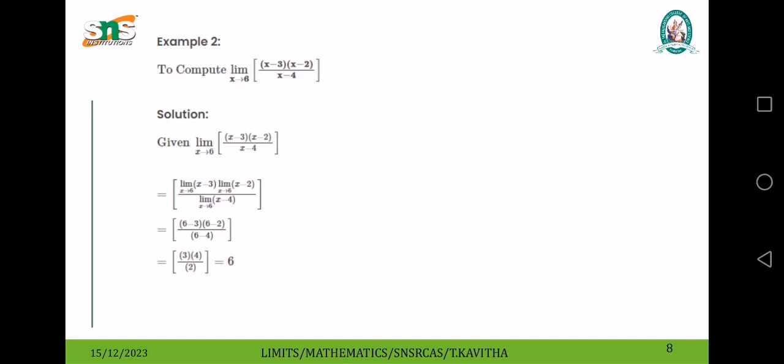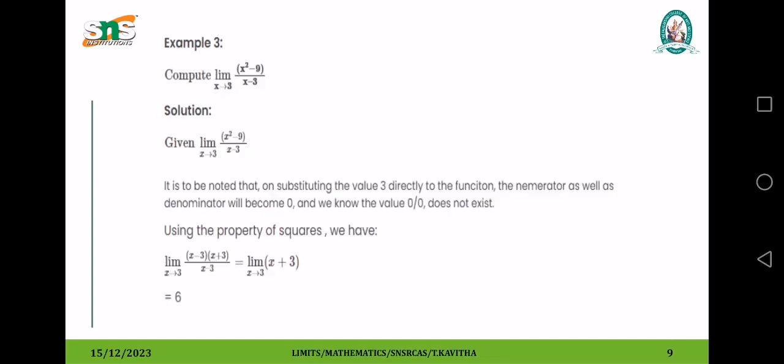The last problem is to compute limit x tends to 3, x square minus 9 divided by x minus 3. Here we substitute x is equal to 3 in the first step, we get 0 by 0 form. Therefore, the limit cannot be found directly. So we use the property of squares. We factorize x square minus 9, then we get x minus 3 into x plus 3. Now, the x minus 3 term is cancelled. We get limit x tends to 3, x plus 3. Then we substitute the value of x is 3. We get 6. Thank you.